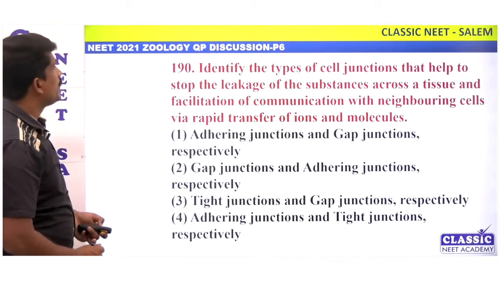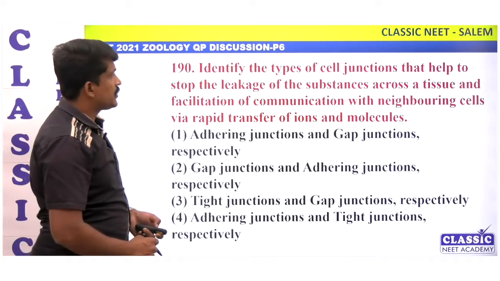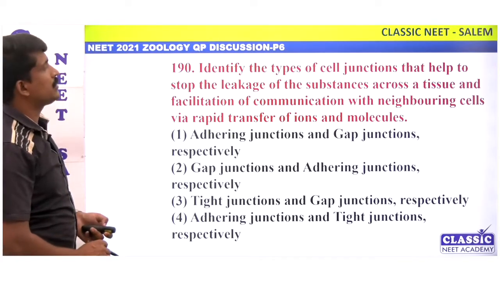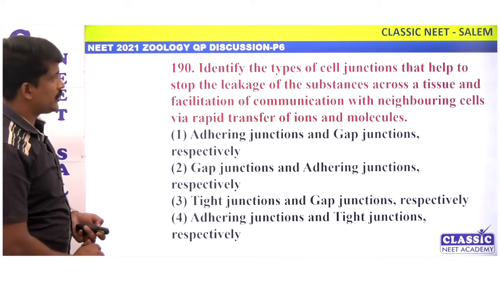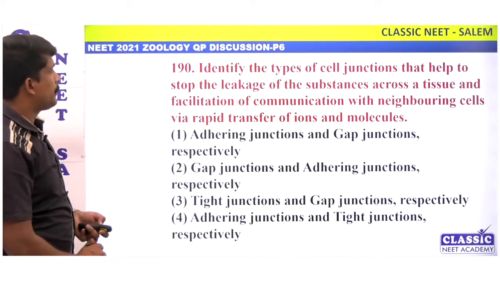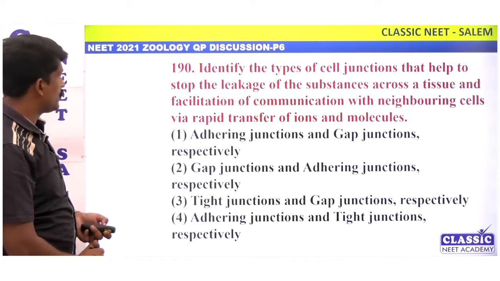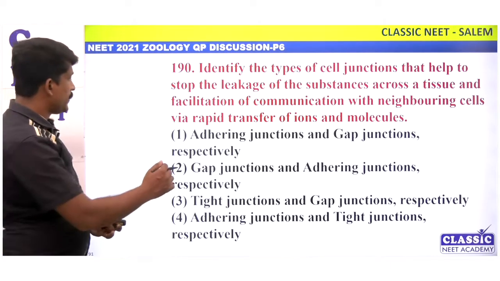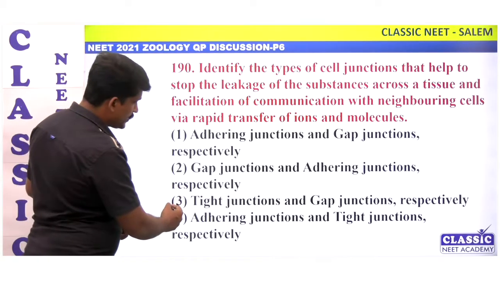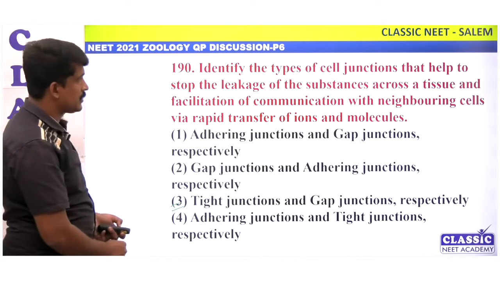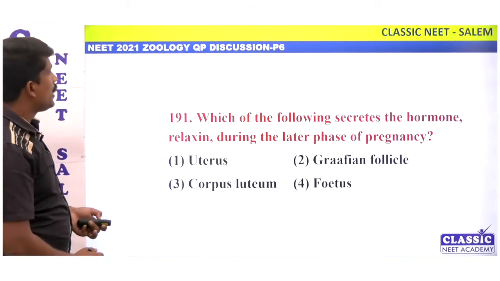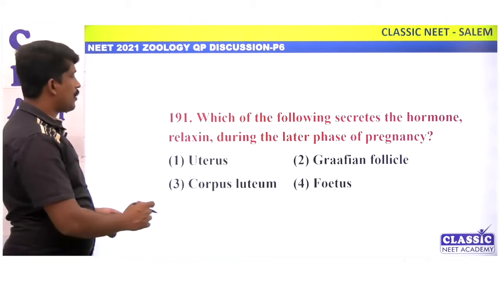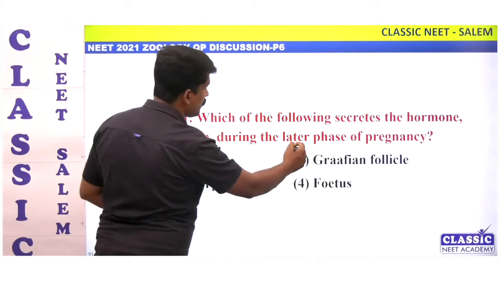Yes, that's given. Identify the types of cell junctions that help to stop the leakage of substances across a tissue and facilitate communication with the neighboring cells through rapid transfer of ions and molecules. So what is the answer? Adhering junctions? No, it should be tight junctions. First of all, there will be tight junctions, then there will be gap junctions. Then only it will be right. So the third option will be given. Yes, very good. Which of the following secretes the hormone relaxin during the later phase of pregnancy?